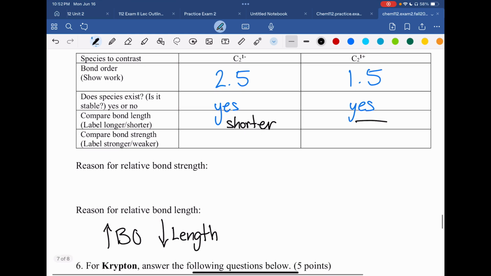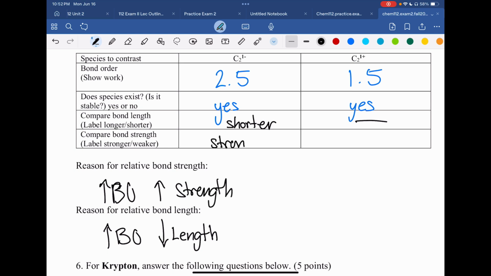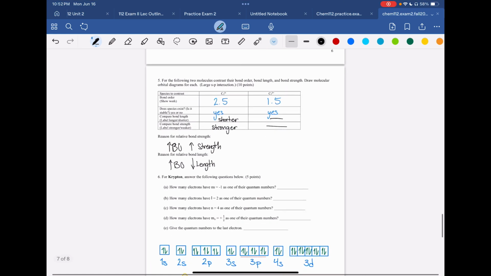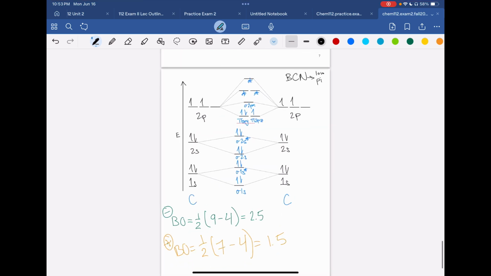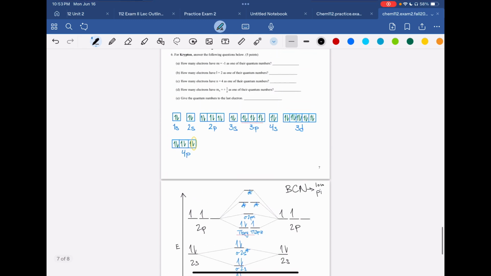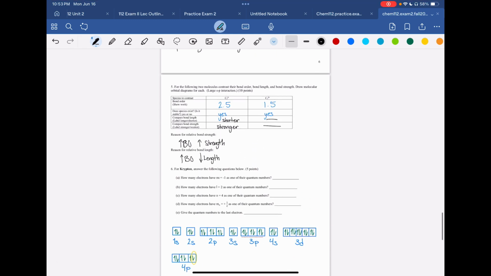Whichever is stronger, the higher the bond energy, the higher the strength. So this one is stronger. Okay, that's it for that one. So, yes, you do have to draw the molecular orbital again, so just be careful. Remember my acronyms, remember my Iggy Azaleas, and you should be good.